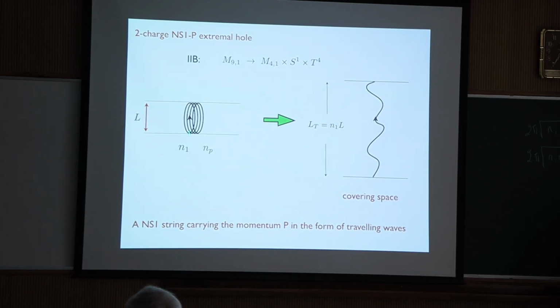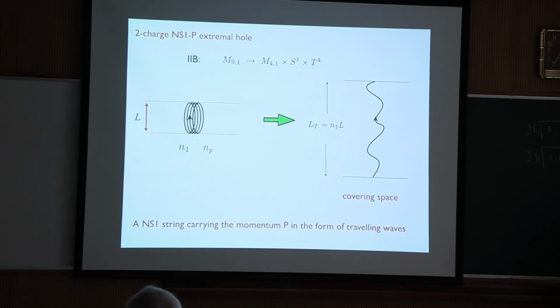That's this S1. And on that I wrap some string, n1 units of winding of the string, and I add some momentum mode to it with gravitons running around it, and I have np units. They are called p because they carry momentum. So np units of momentum, n1 units of string. You remember we did this 2 lectures ago.